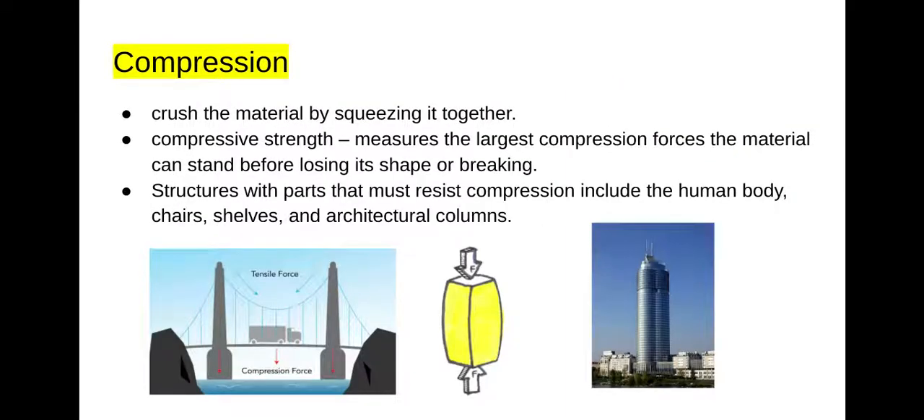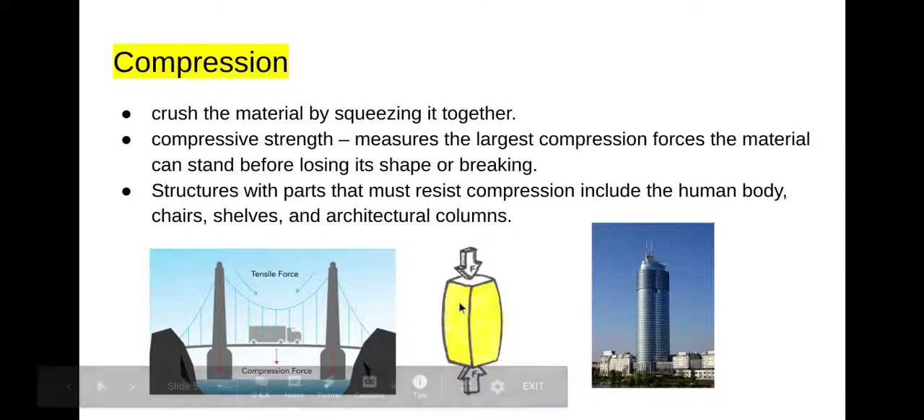So we're going to talk about compression first. This is when we crush material by squeezing it together. Compressive strength is the measurement of the largest force the material can stand before it loses shape or it breaks. Structures with parts that must resist compression include our body. Our bones and our joints need to be able to handle compression. A chair needs to be able to handle compression, shelves, and some types of architectural columns.